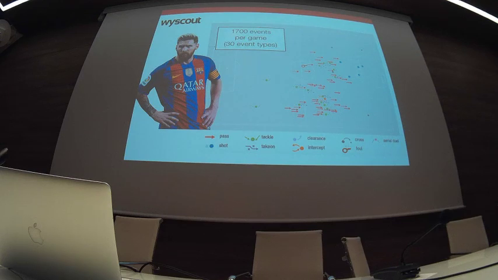So you have a lot of things that happen on the field. You have passes that are the red arrows, you have tackles which are the green balls, and so on. The annotation is done by humans, and it is about 1,700 events per game, so it's a lot of data. And you have about 30 types of events. These at the bottom are just a few of them, the most important ones.